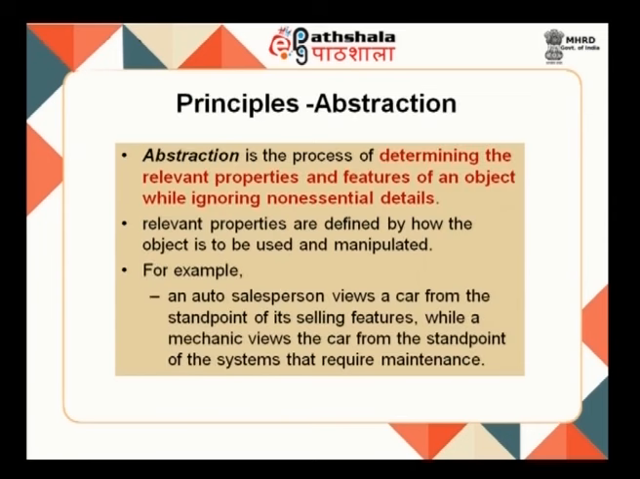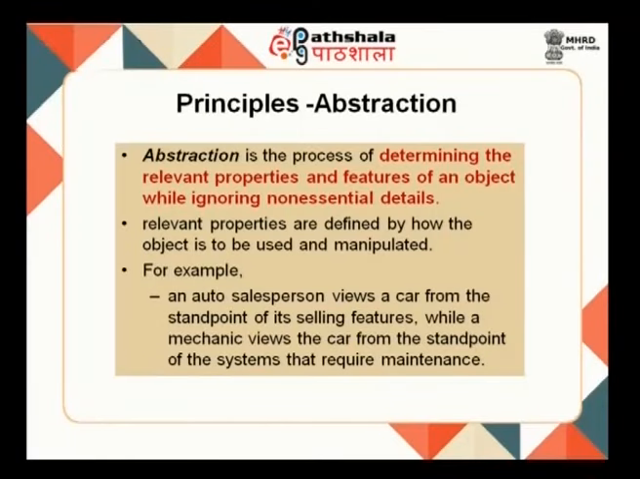What is abstraction? Abstraction is the process of determining the relevant properties and features of an object while ignoring the non-essential details. You have to find out what is essential, the relevant properties and features essential to that particular object. We are now talking about something called an object, do not worry, we will come to that later, I mean how it goes into programming. But we have to ignore the non-essential details. This is also very important.